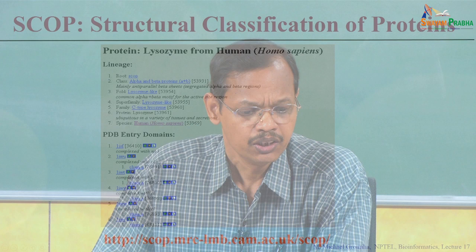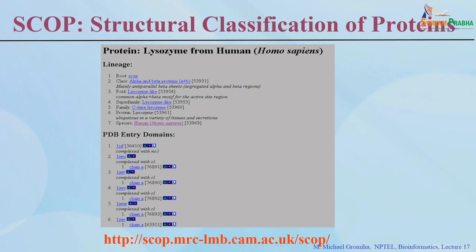So, this is the web server for the SCOP database. You can search the database with any PDB ID or names. Here, the root is SCOP, the protein belongs to alpha plus beta, and you can see the fold is lysozyme-like. You have the superfamily, and the protein name is lysozyme, and the species is Homo sapiens, so it belongs to the human. Then they give other entries which are relevant to the particular protein, in this case lysozyme. So, what other proteins are similar to lysozyme? They give the details about the similar entries. So, here is the SCOP web server.